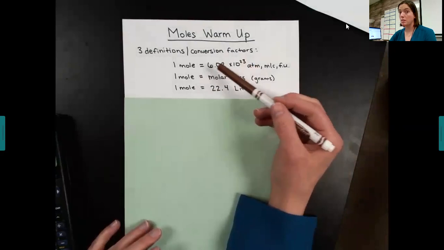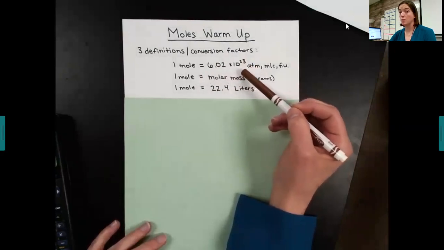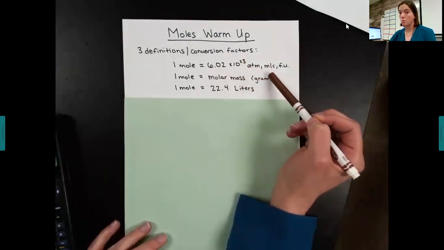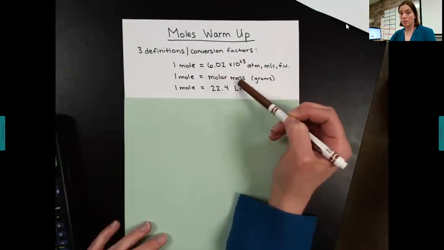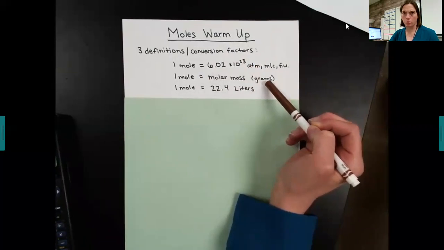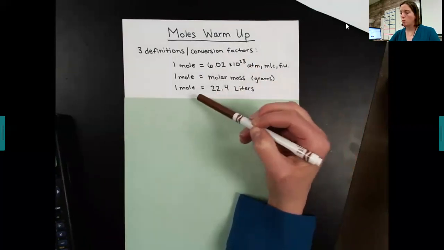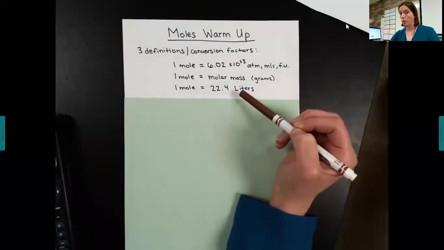So 1 mole of a substance can equal 6.02 times 10 to the 23rd atoms, molecules, or formula units. 1 mole can equal the molar mass of something, that's when we use grams from the periodic table. Don't forget to have your periodic table out. And 1 mole can also equal 22.4.